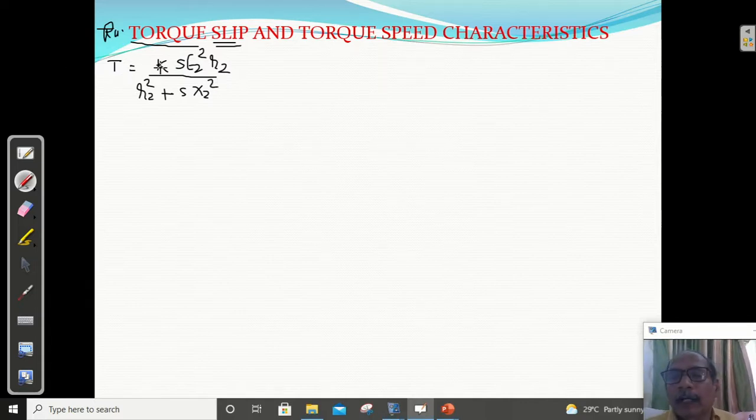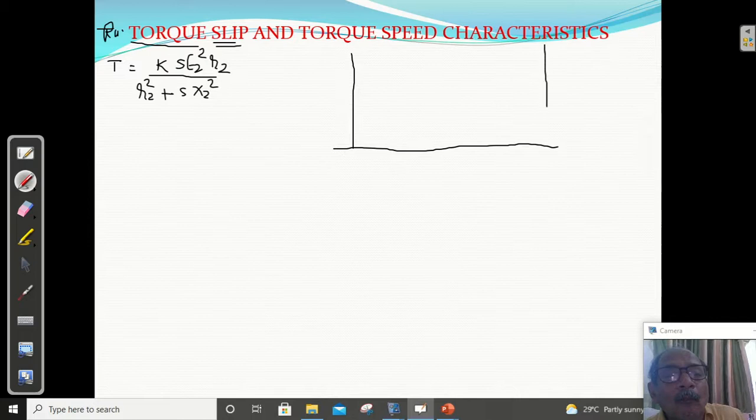Okay, and we are going to draw the torque speed characteristic. So I am going to just draw. This is the torque. Here speed or slip, and here is the torque.